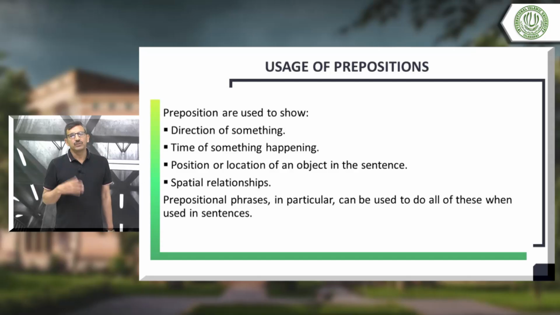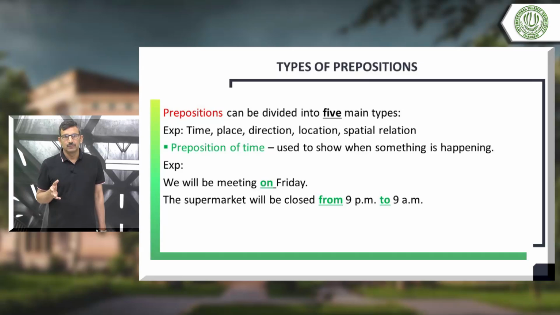Let's start with the usage of prepositions. Prepositions are used to show direction of something, time of something happening, position or location of an object in a sentence, and also spatial relationships. Types of prepositions. Prepositions can be divided into 5 main types. For example, time, place, direction, location, spatial relation.